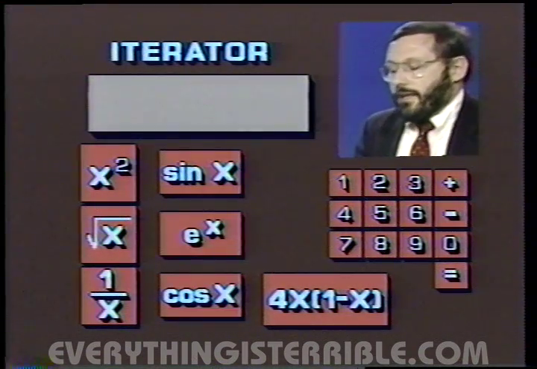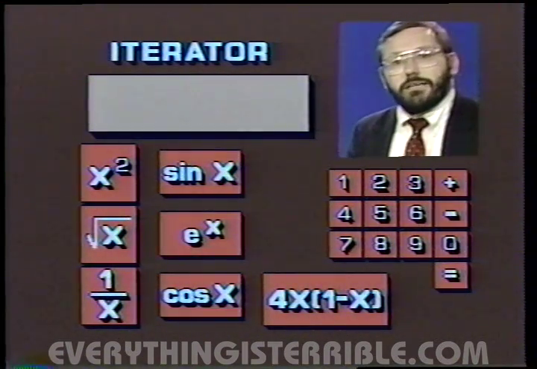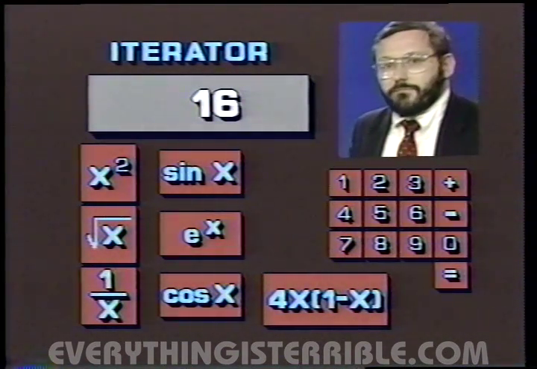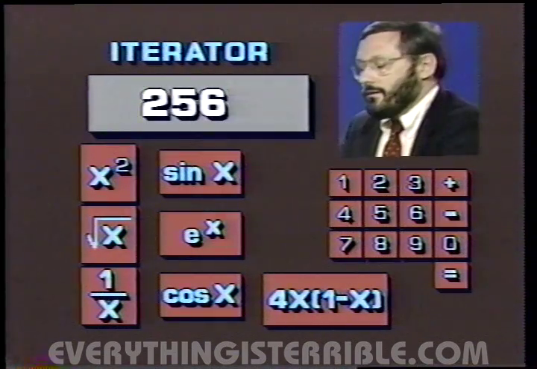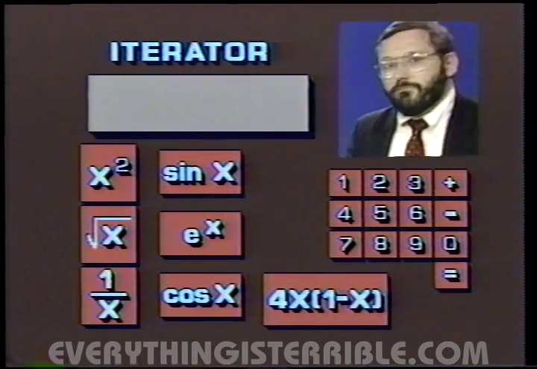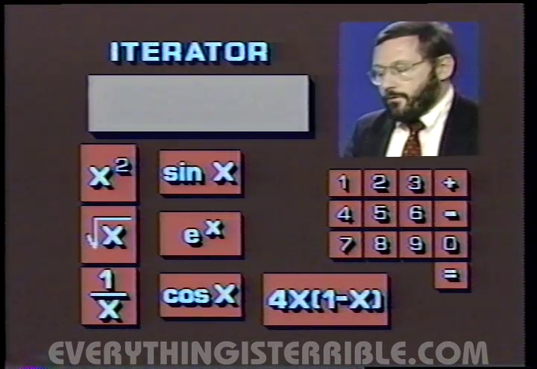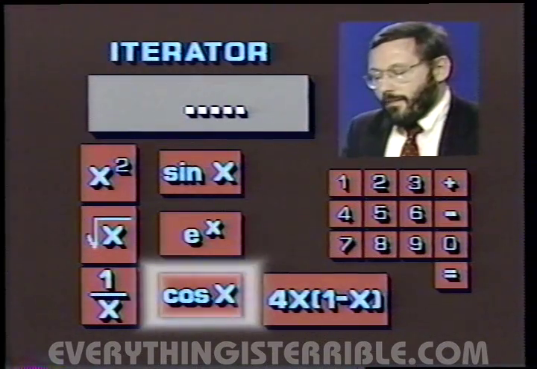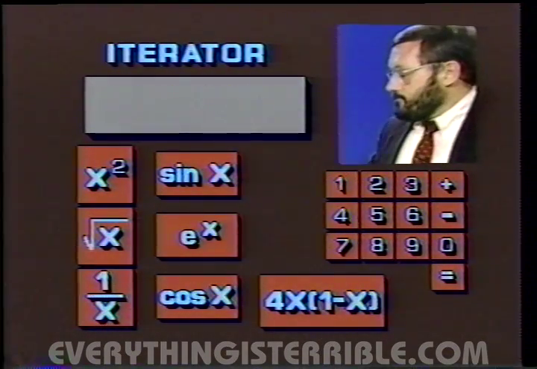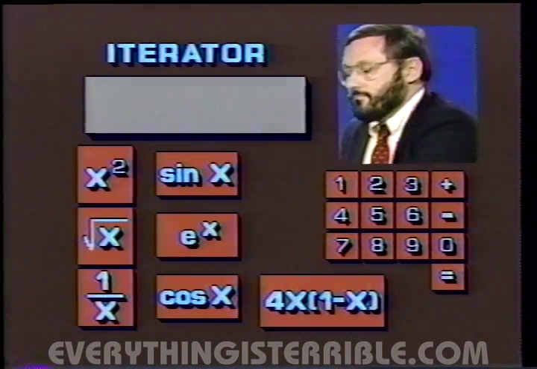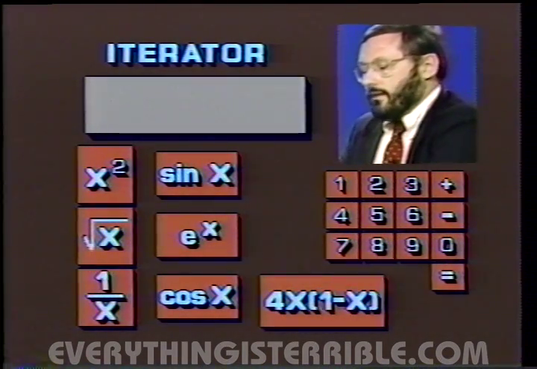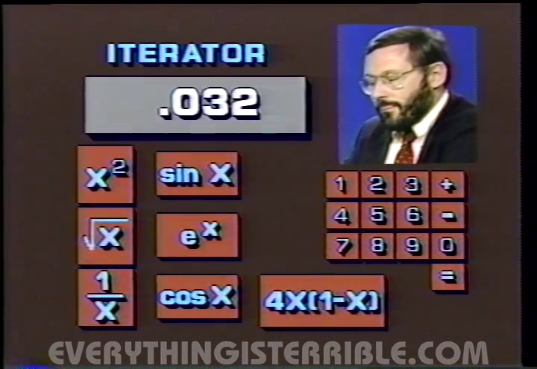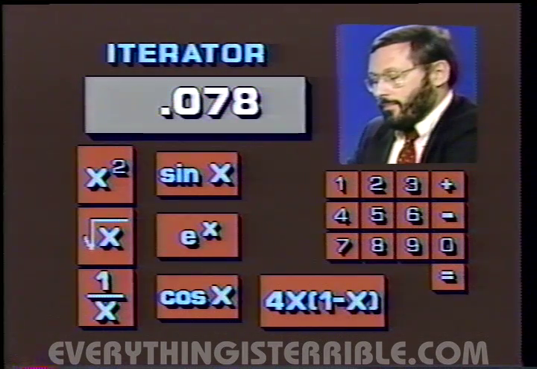Well, let's start by inputting the favorite number into the calculator, 256, that's 16. Get 256. Anyone know? Now, once more, 0.032. See the pattern yet? Probably not.